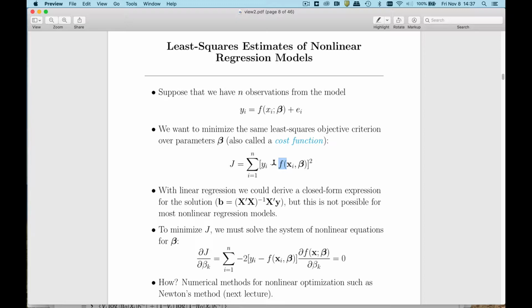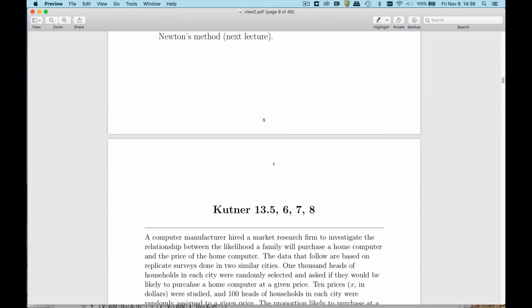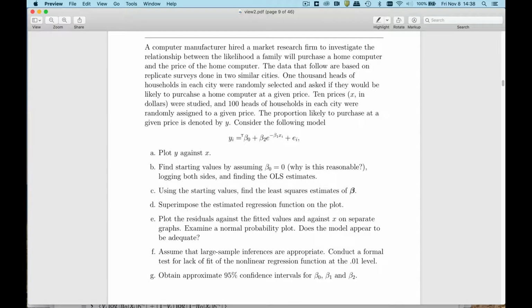Now, if this were linear regression, there'd be a simple closed form equation that would give us the answer. But when you have a nonlinear equation like this, you can't just write out the solution. You can't just find the solution in what we're going to call closed form, where that's just a simple equation. Instead, we need some numerical methods that will allow us to take steps towards finding that.